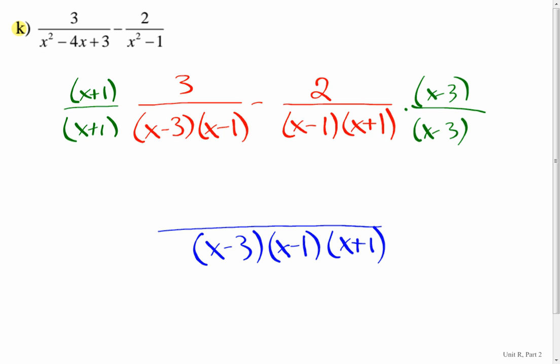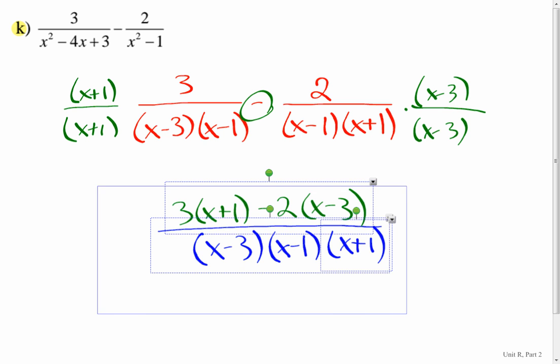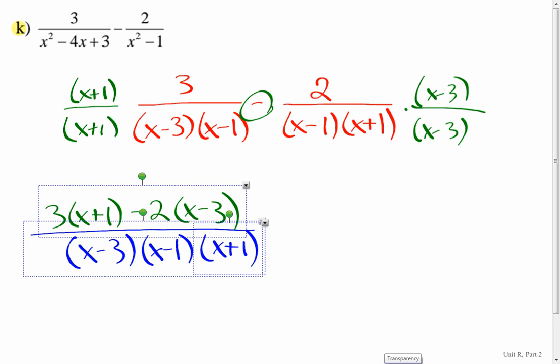So now we're going to multiply all this out. So I'm going to get 3 times x plus 1. Now here's the place you got to be careful. Remember this. It's going to be minus 2 times x minus 3. Okay.